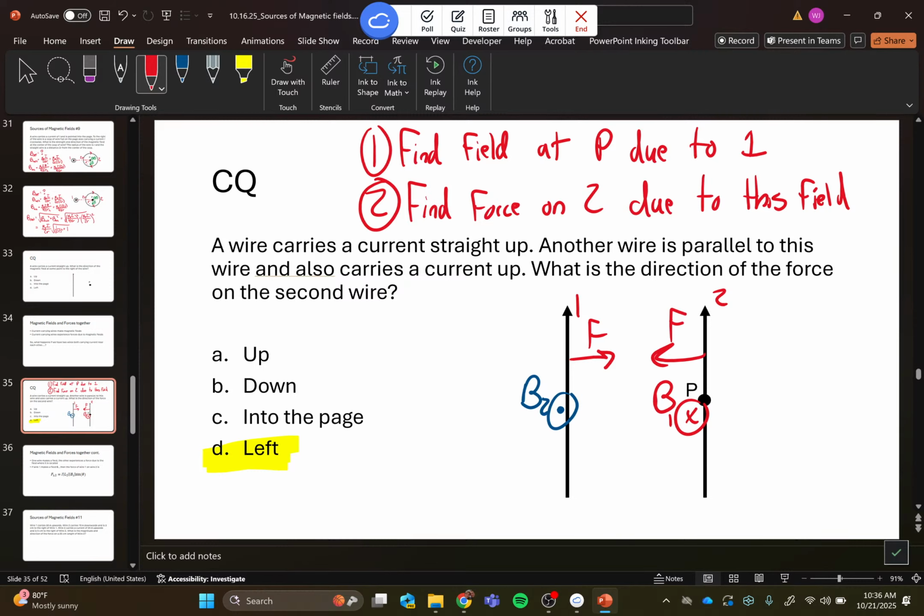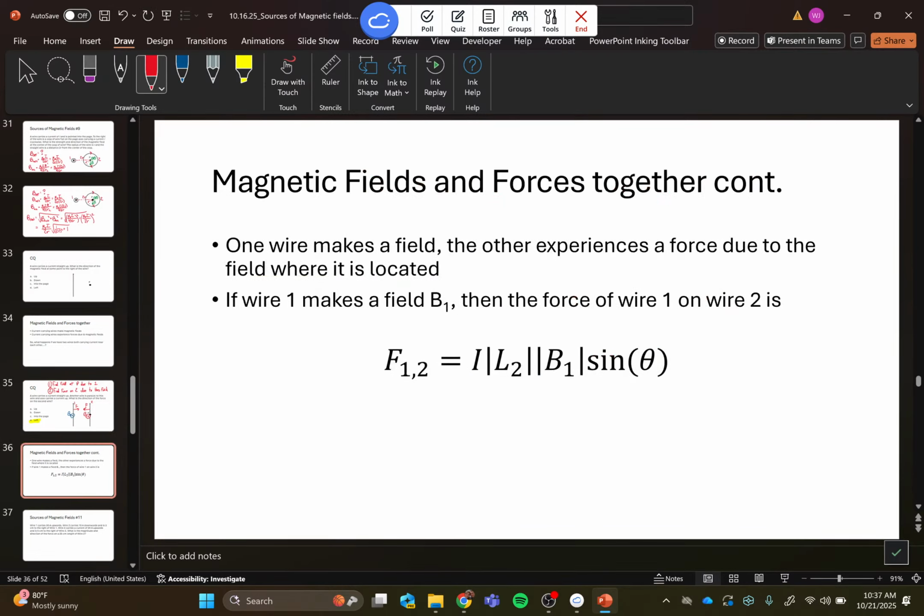You don't actually need to do this, because when you find the force on one of these wires, the force on the other wire is equal and opposite. Newton's third law. For every force, there's an equal and opposite force. That continues to hold true. All right, and this next slide is just putting the equations together.